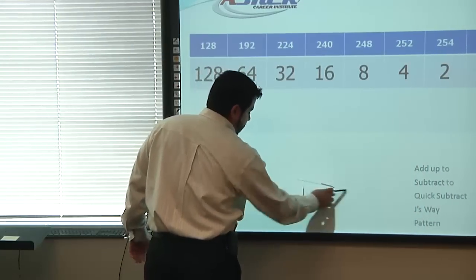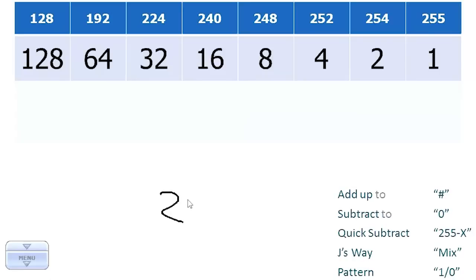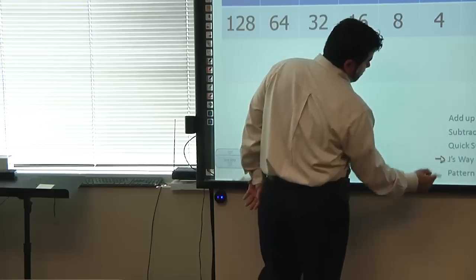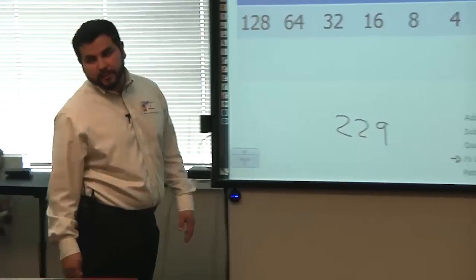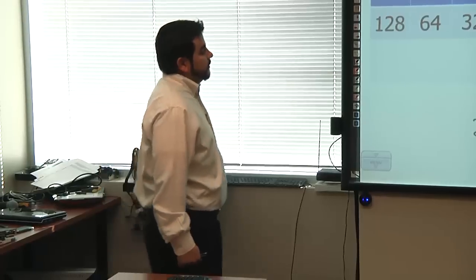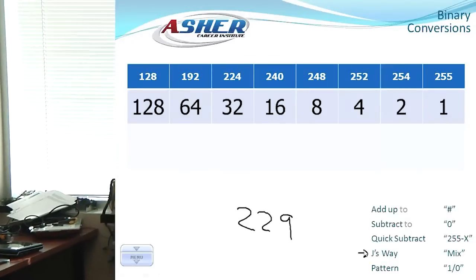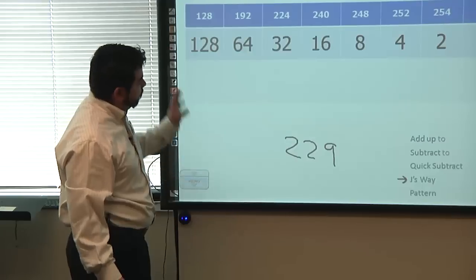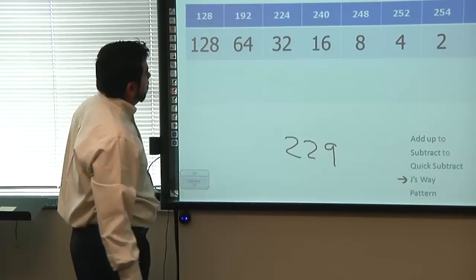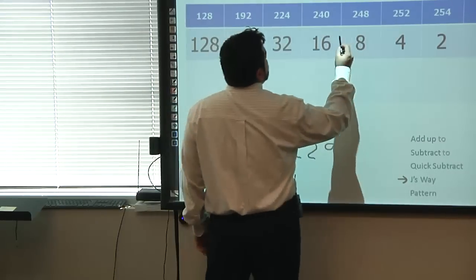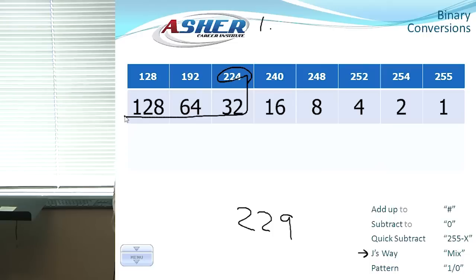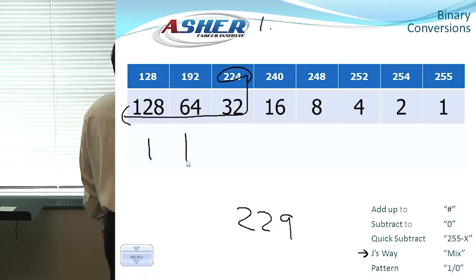All right, ready for another one? All right, I'm going to talk about this way again because most of the time it's the easiest way to get an answer. Step 1. What is step 1 in Jay's way? Anybody? Find the number closest to our number, and our number is, oh yeah, sorry, I forgot it was 229. I was like, wait a minute. All right.